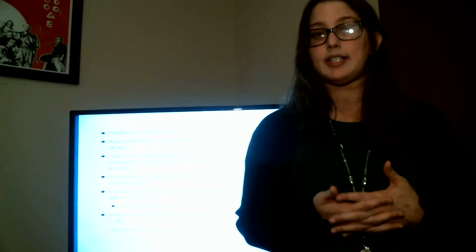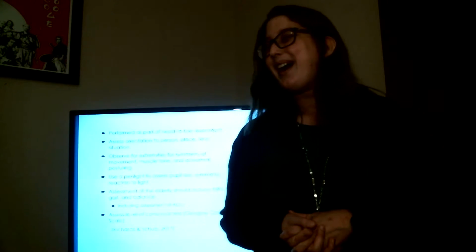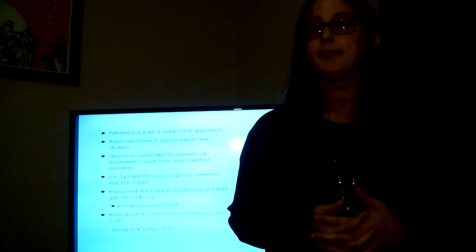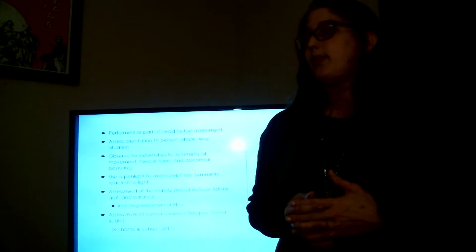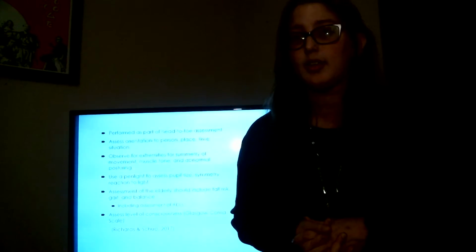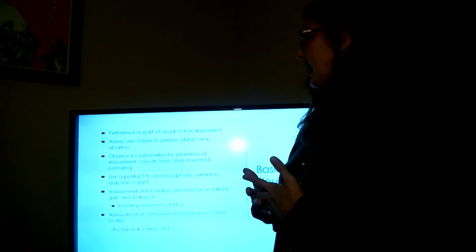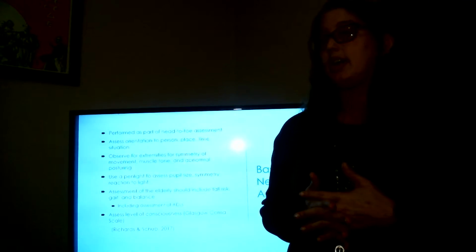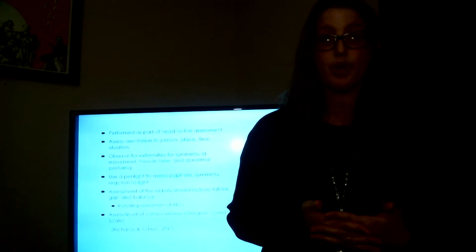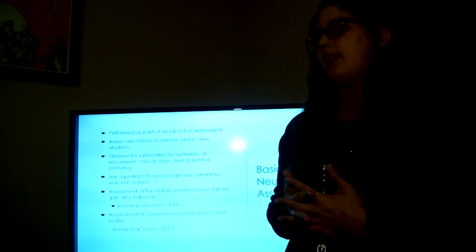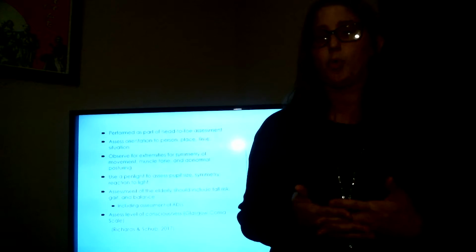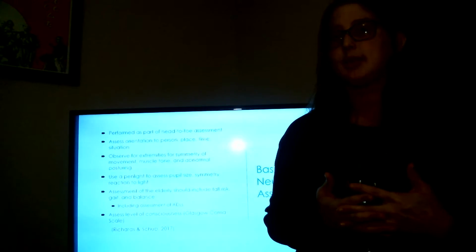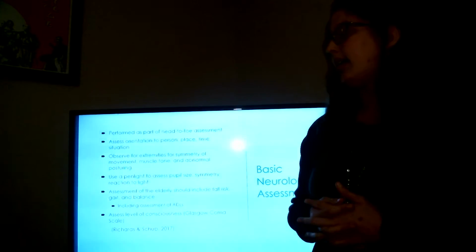This slide just illustrates your basic neurological assessment. We have here that it's performed as part of your typical head-to-toe assessment. You assess the patient's various neurological components. You assess their orientation to person, place, time, and situation. You observe for any changes in their extremities, any changes in muscle tone, or any changes in their abnormal posturing or normal posturing. We also use a pen light to assess pupil size, symmetry, and reaction to light.